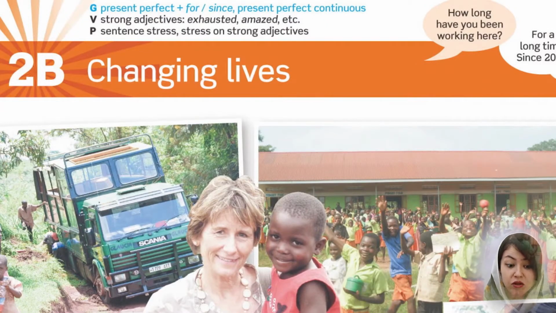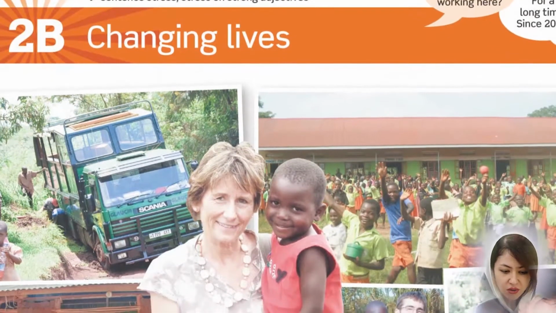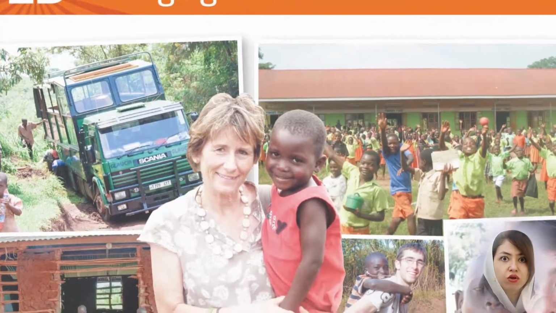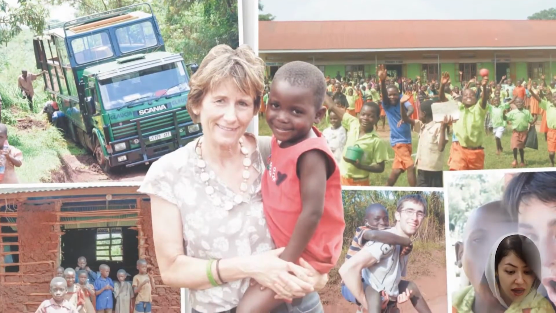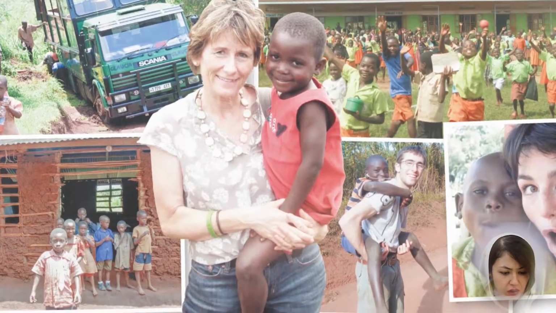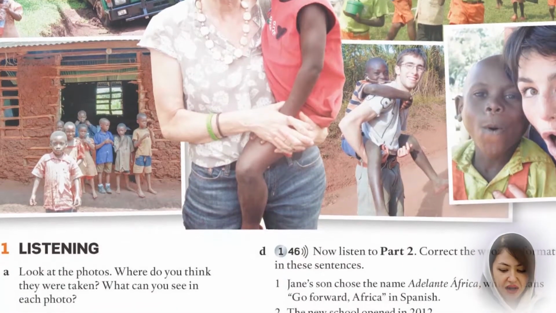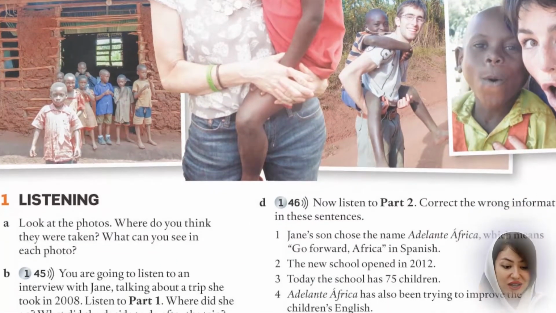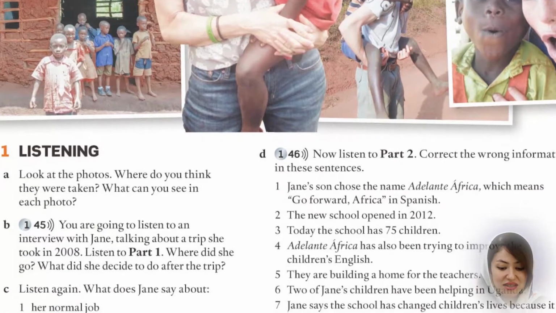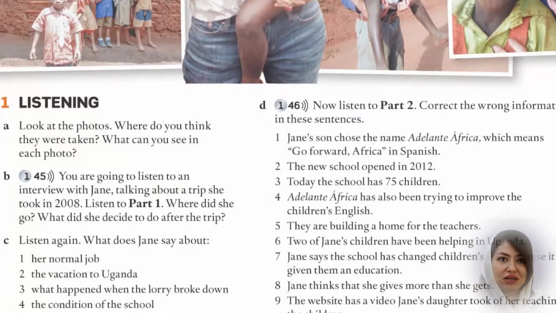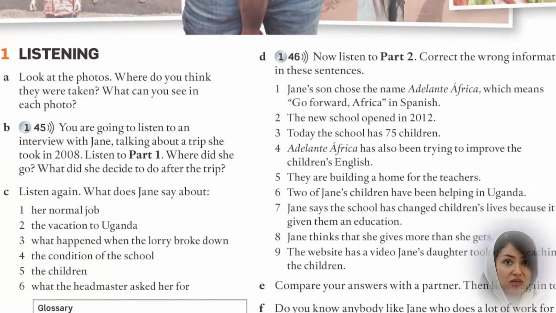So let's get started. 2B, changing lives on page 18. So you see a photo here. Wow, what a beautiful photo. Actually, what a beautiful set of photos. Okay, you see some people who are helping some other people in Africa. This is great, okay? They are changing their lives. And this is really important to give back to your community, yeah? And the people here are doing such a thing.